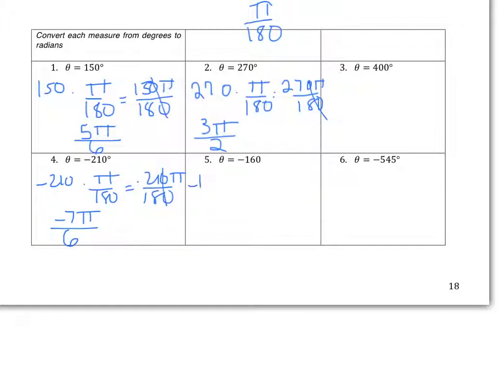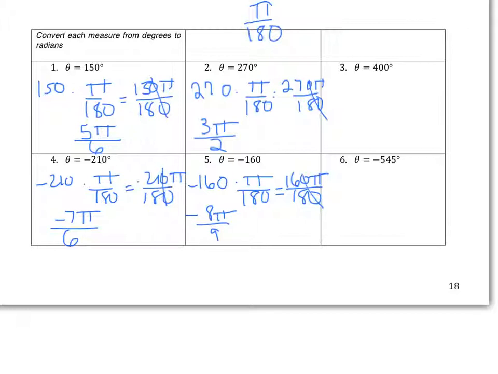Number 5, we have a negative 160 degrees times our conversion, pi over 180, which gives us 160 pi over 180. Divide by 10, divide by 2, and I get 8 pi over 9. And the original was negative, so we have negative 8 pi over 9 is your answer. So go ahead and try number 6 for homework.